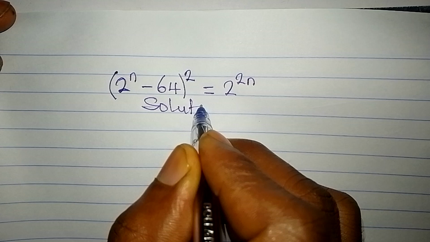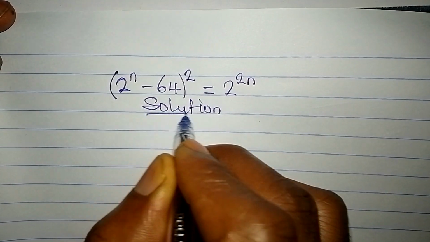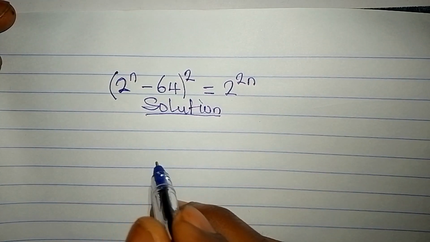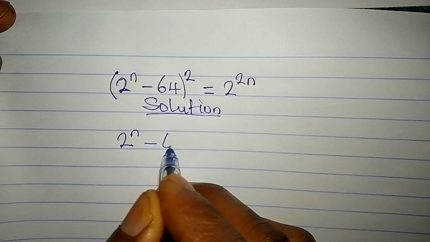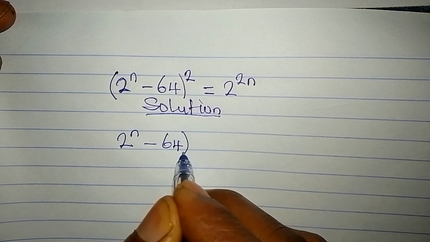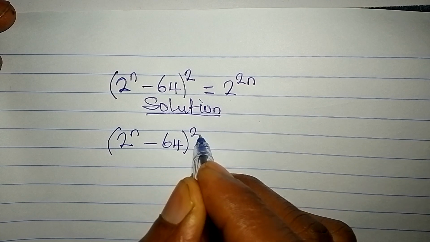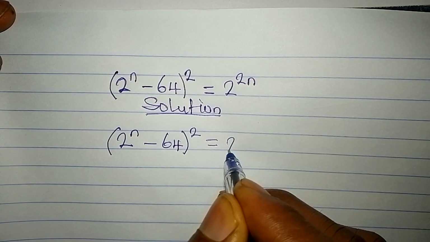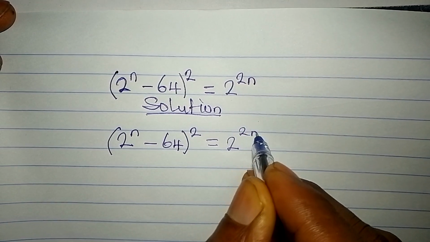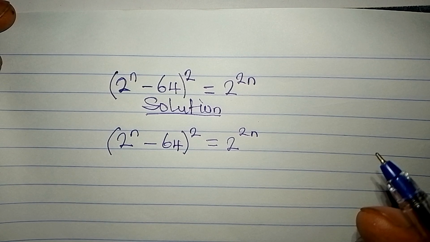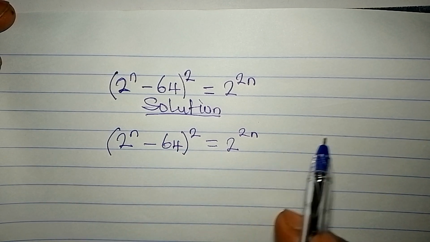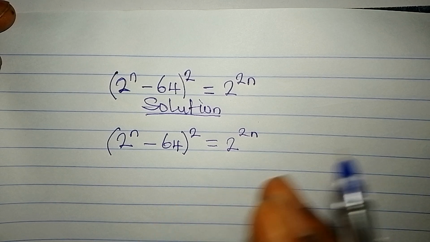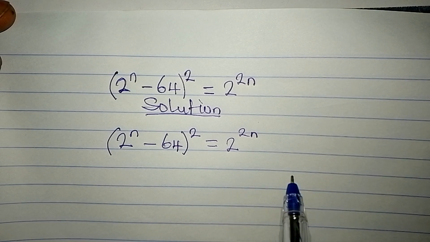Let's provide the solution to this Olympiad Mathematics. (2^n - 64)^2 = 2^(2n). Now how do I deal with this? When you see a question like this, you try to think of the way forward, right?